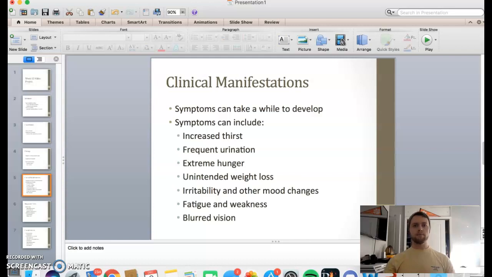Those are the most common symptoms, and if someone was exhibiting all of these, you'd probably be able to point towards this as a possible disease cause.